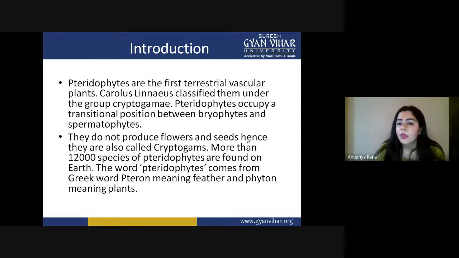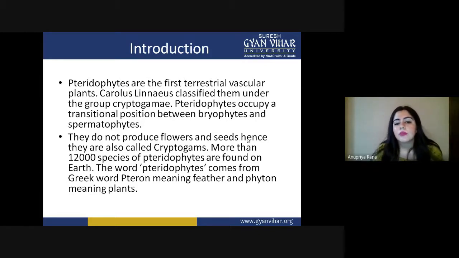More than 12,000 species of pteridophytes are found on Earth, so there is a wide range, 12,000 species, and the name has pteron meaning feather and phyton meaning plants.